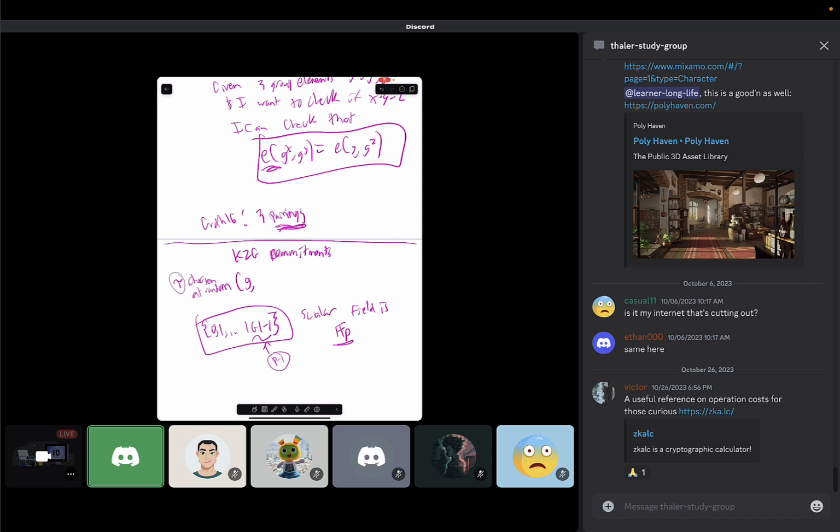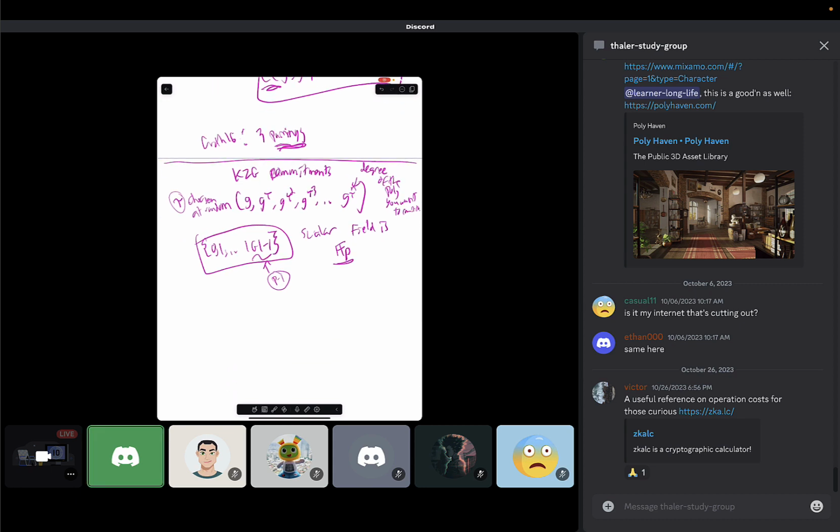I can call it a random exponent, or a random element in the scalar field. And the structured reference string that the committer needs to know is all powers of tau in the exponent, up to n, where n is the degree of the polynomial you want to commit to. So that's the commitment key.